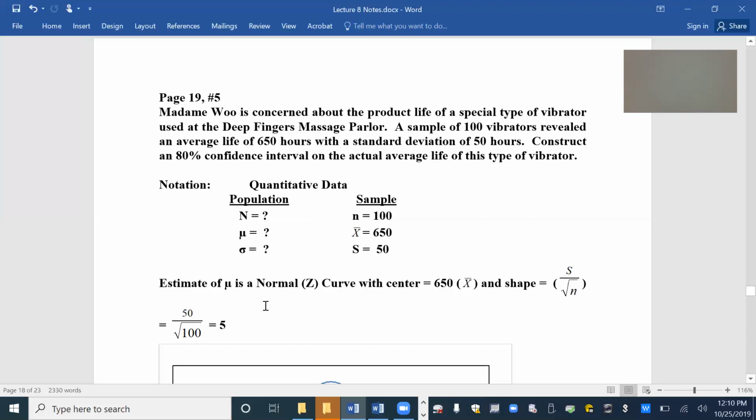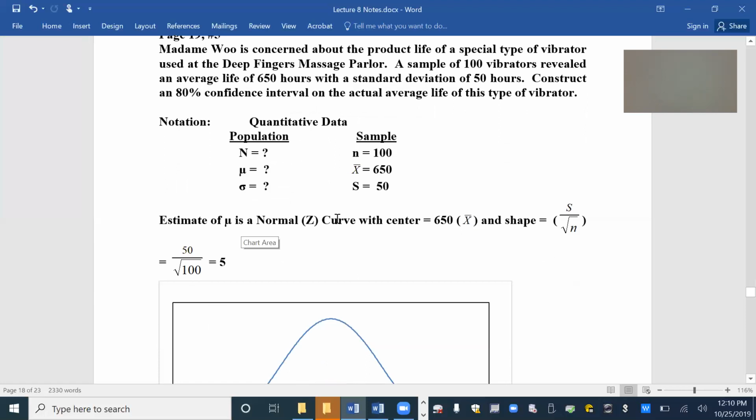All right, so estimate the mu to a 80% confidence interval on the population mean. Give me a range that you're 80% sure the average life of all the products ever produced by this manufacturer are.